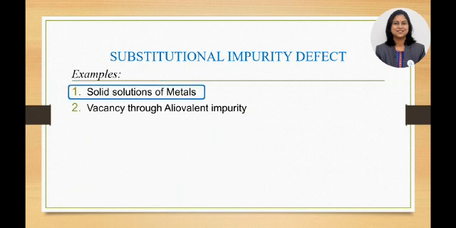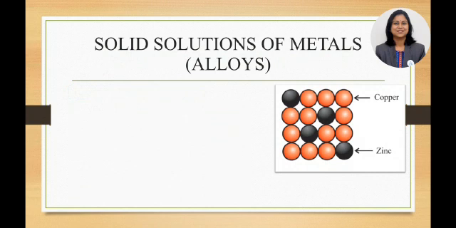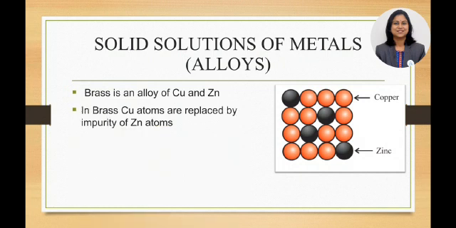First, we'll study solid solution of metals. We also call them alloys. Brass is an alloy of copper and zinc. In brass, copper atoms are replaced by impurity of zinc atoms.